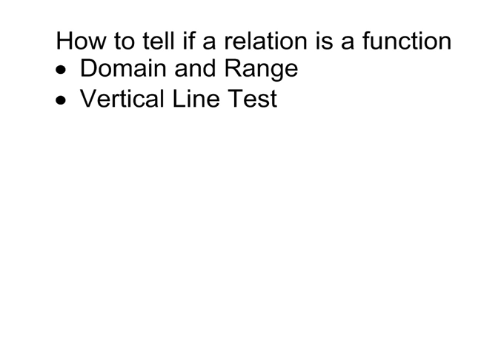In this video, we're going to talk about how to tell if a relation is a function. There's two ways that we're going to talk about. The first one is looking at the domain and range, and then the second test is the vertical line test. We're going to use that to determine if a relation is a function. So let's go ahead and begin.